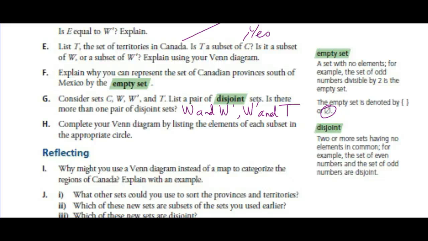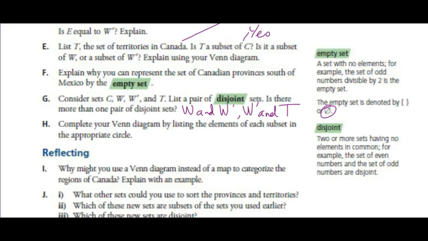So all that's left would be, well, can we list W and T? Are they disjoint? Do they have any common elements? Yeah, they do, right? Because T is a subset of W, so they can't be disjoint.